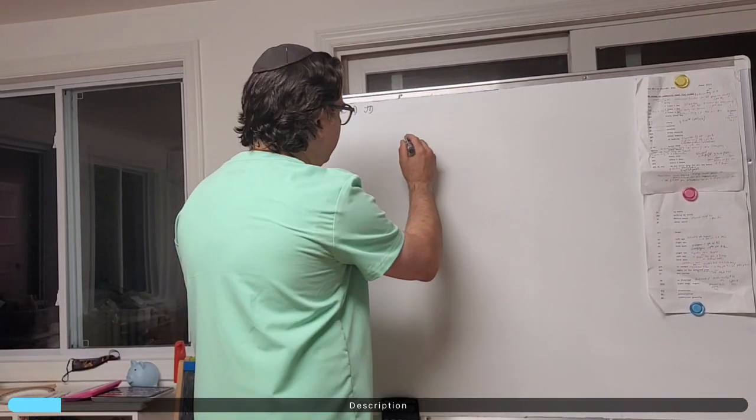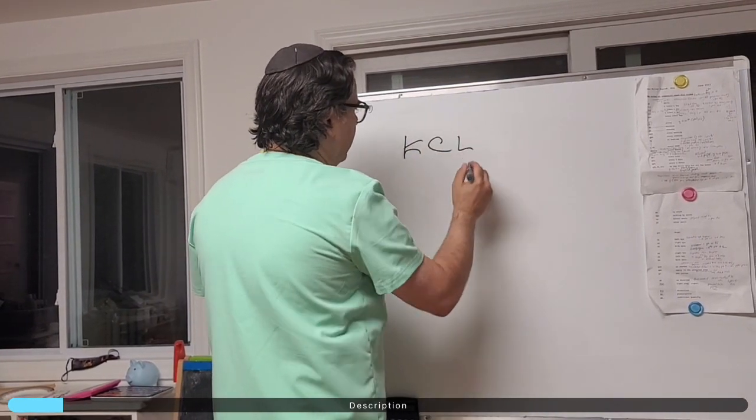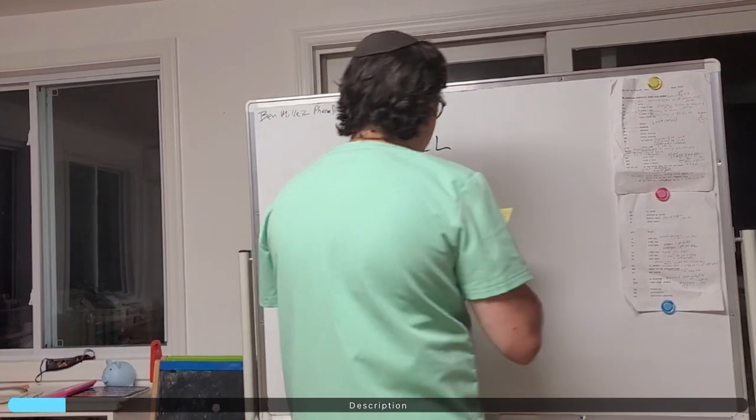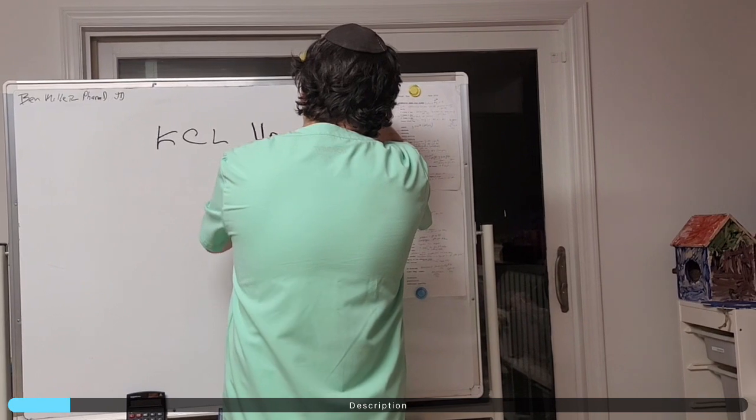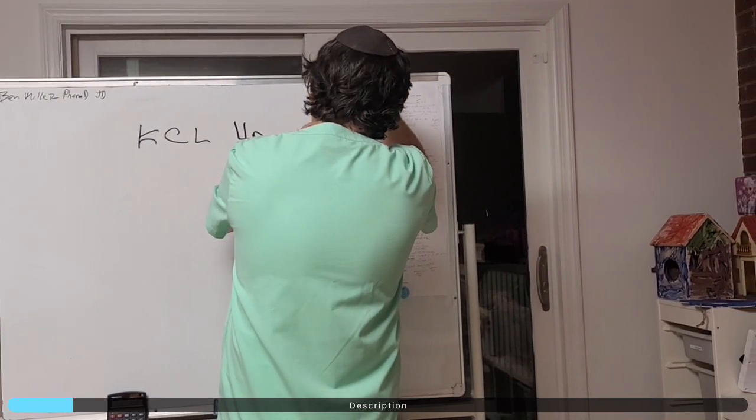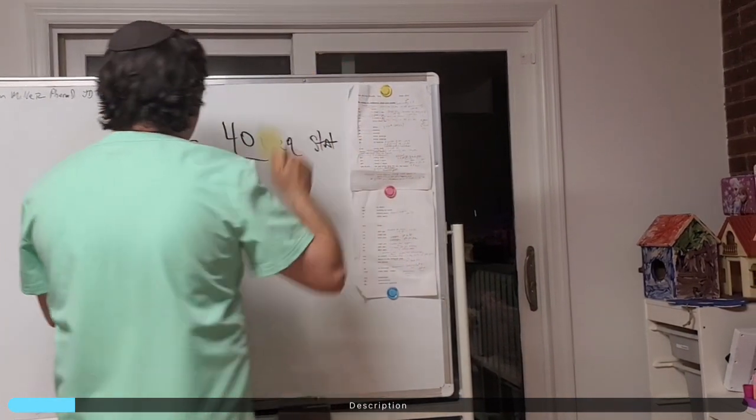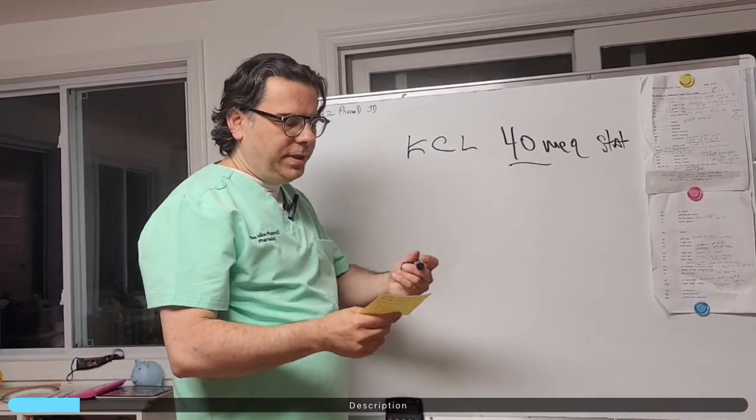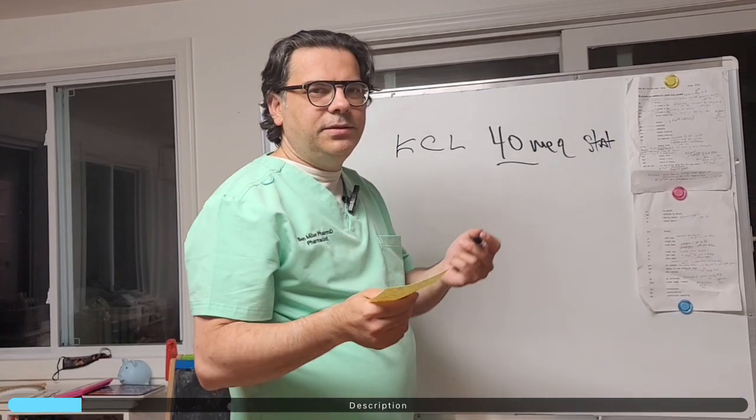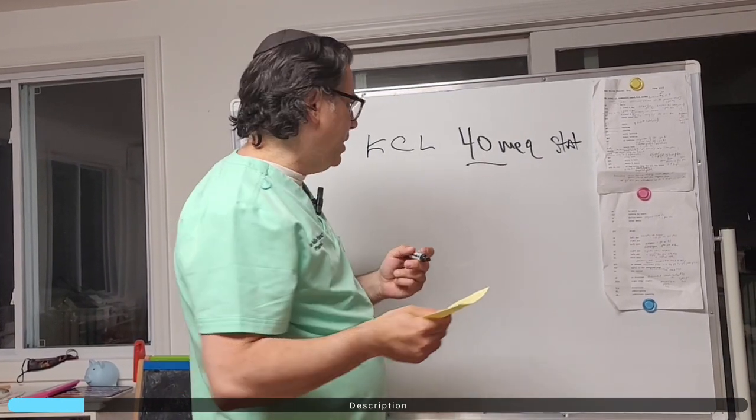So, KCl, 40 MEQ, stat. The doctor wants to give the patient 40 MEQ potassium chloride because they're on Lasix. The generic name is furosemide, 80 milligrams twice a day.